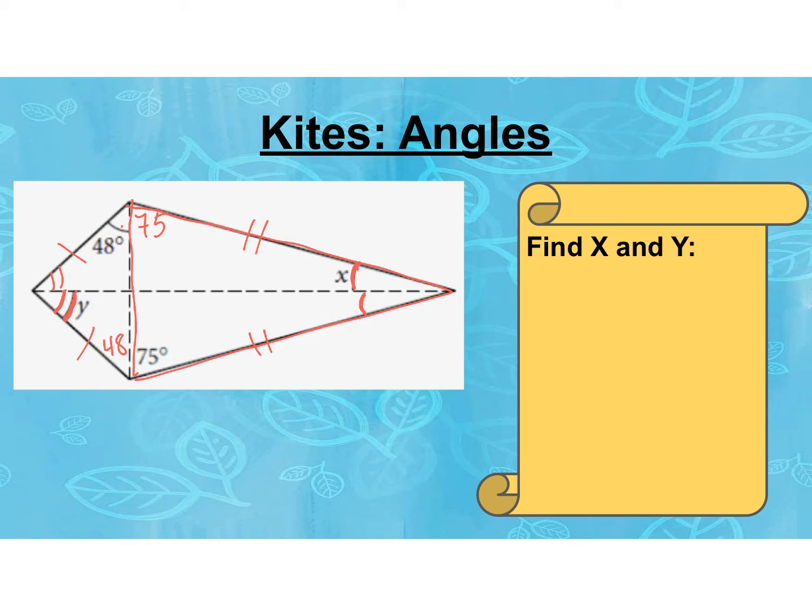So I'm trying to find X and Y. Well, we know that the diagonals are drawn and they are all right angles in there. So I'm going to look at this little right triangle. I have a 90 degree, a 75, and an X. So if you do 180 minus 90 minus 75, you're going to find that this is 15. And then the same thing's going to work on this little triangle over here with my 90 degree angle. I have an angle that's 48. Therefore, angle Y is going to be 42. So X is 15 and Y is 42.